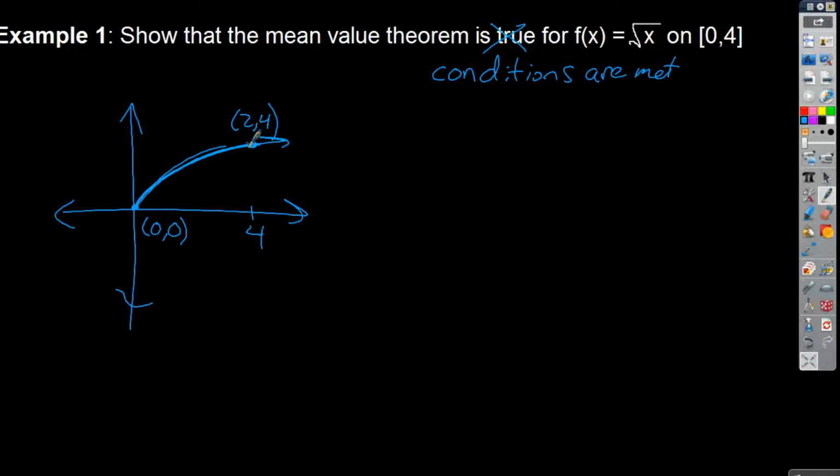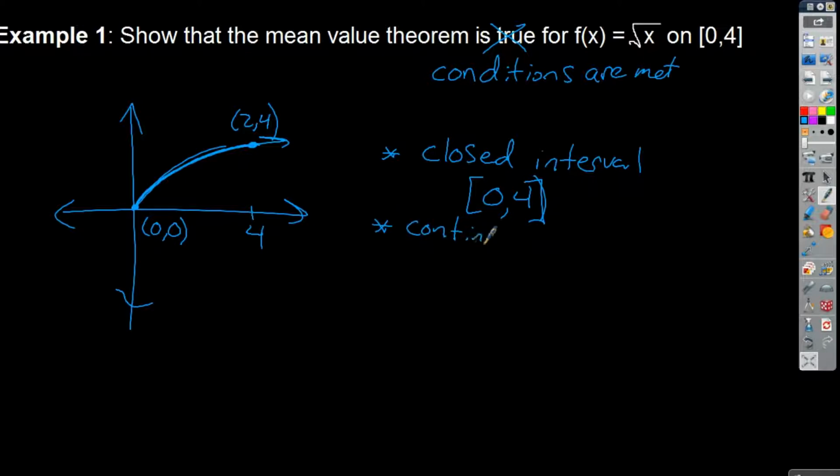All you need to show is two things. The first thing is that we have a closed interval. The closed interval is 0 to 4. The graph is continuous. And it's also differentiable on the open interval 0 comma 4.